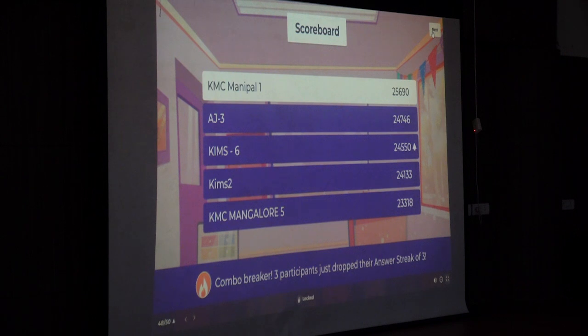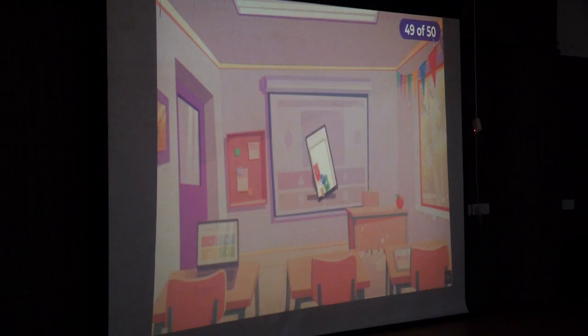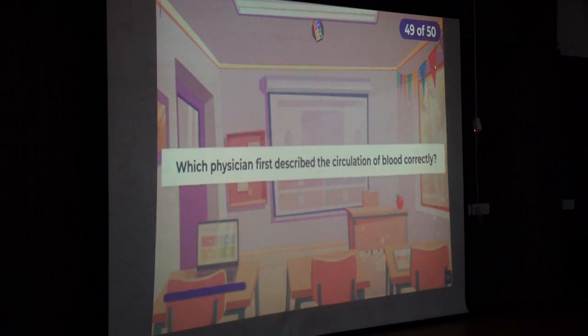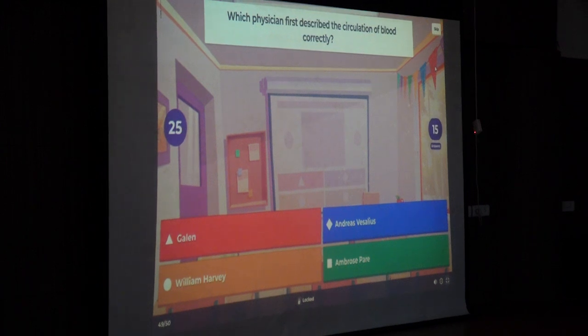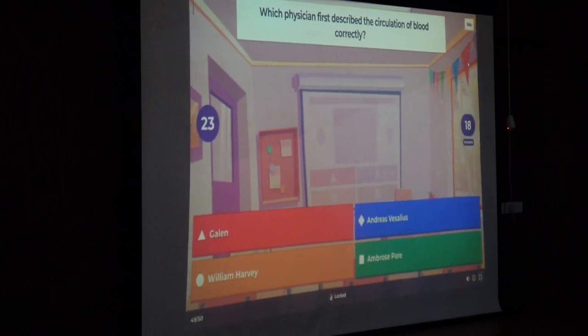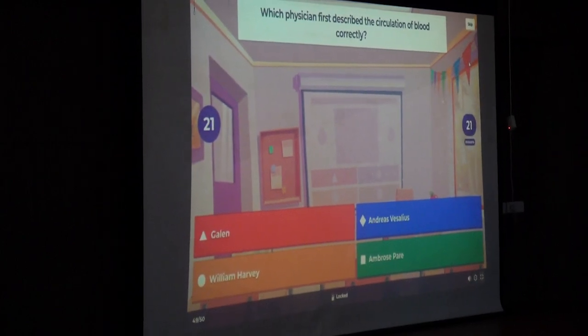Okay. Question number 49, last but one question. Which physician first described the circulation of blood correctly? From history this is. Galen, Andreas Vesalius, William Harvey, Ambrose Paré. I think you should get this correct. We'll see.